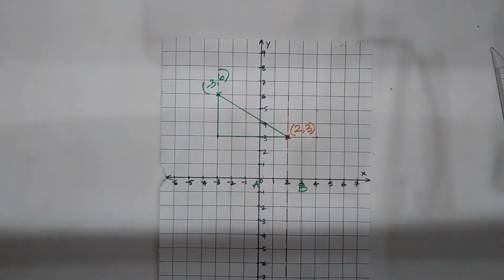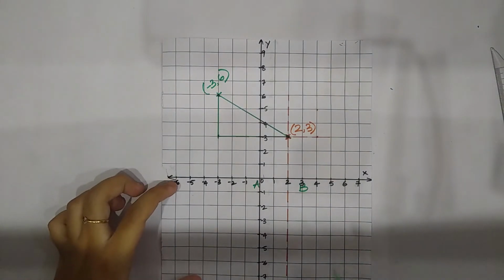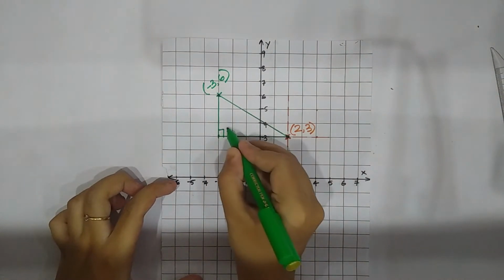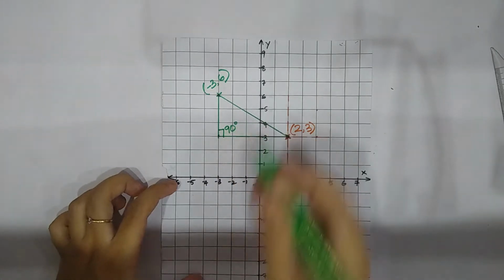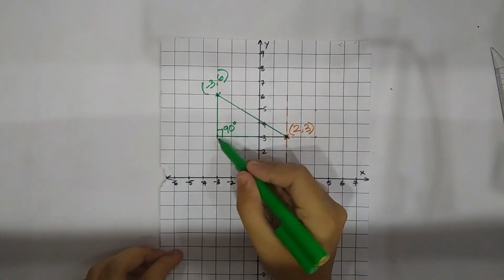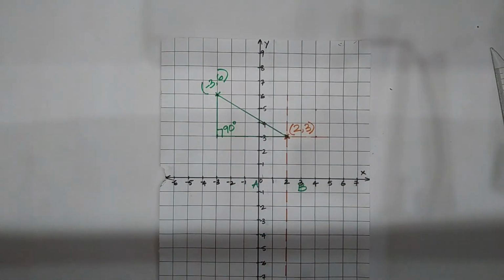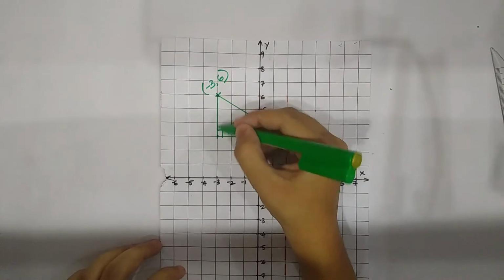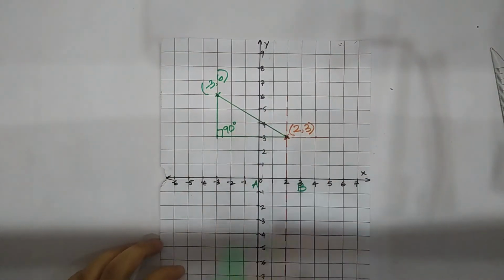So here is your right angle triangle, and as you can see, this side makes a 90-degree angle, right? And the side opposite to the 90-degree will become your hypotenuse, which we already know. Now what we have to do is just figure out the distance here and here.